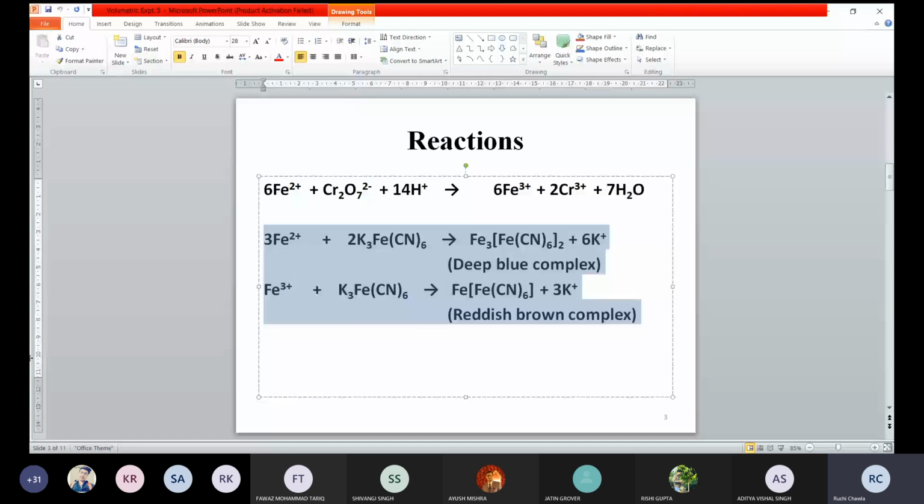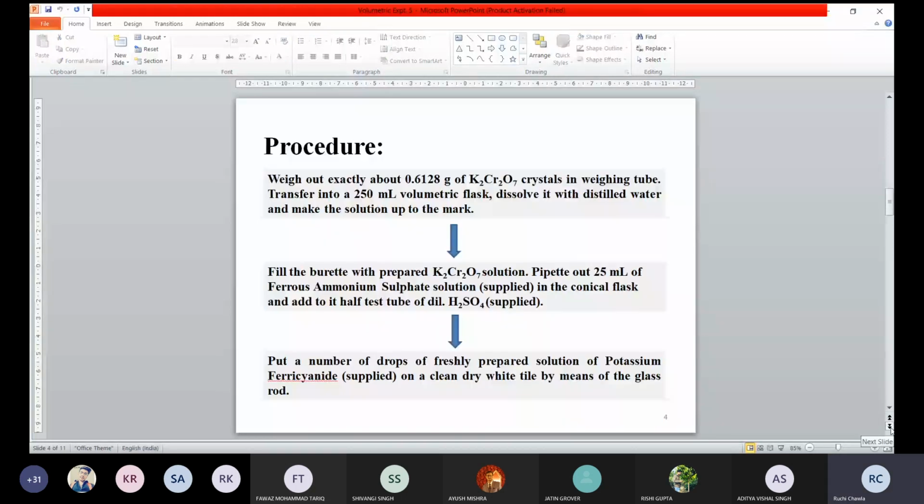Now coming to the procedure of the experiment. This will tell us why we are calling ferrous ammonium sulfate the intermediate. See, ferrous ammonium sulfate solution will be supplied to you and its strength is not known to you, as has been happening in the previous experiments as well. So if I tell you that the strength of ferrous ammonium sulfate has not been told to you, how do you think you can find out the strength of ferrous ammonium sulfate?